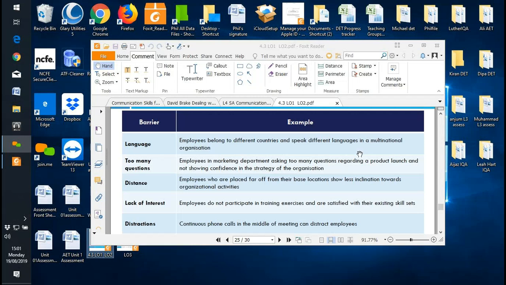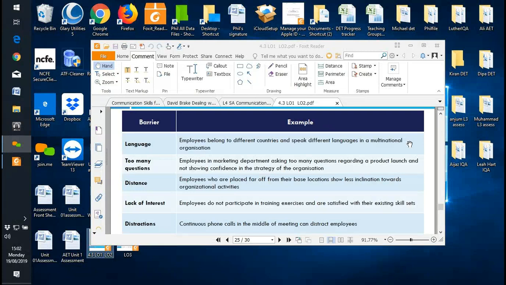Language. Employees may belong to different countries and speak different languages in a multinational organisation. Now, in terms of business, English is still the major language spoken, but also, growingly, Chinese is getting in there as well because of the number of people that actually speak that language. But in terms of a multinational corporation where they hadn't got English speakers at the other end, then they would need to make sure that they had arrangements in place to translate that message to the people.